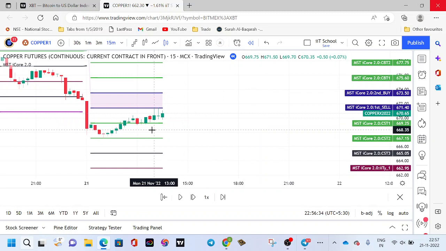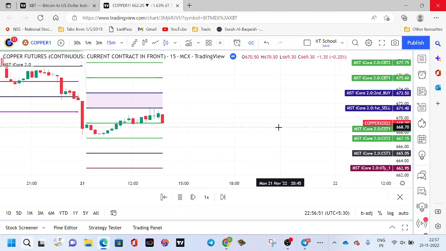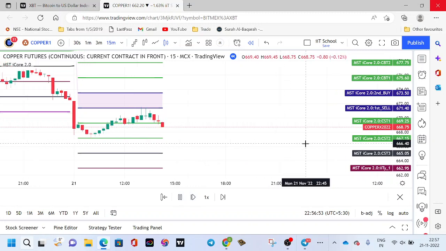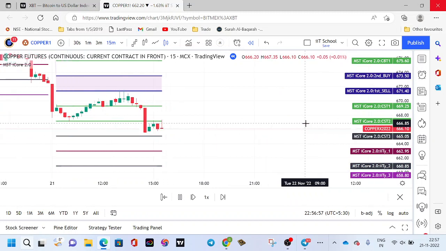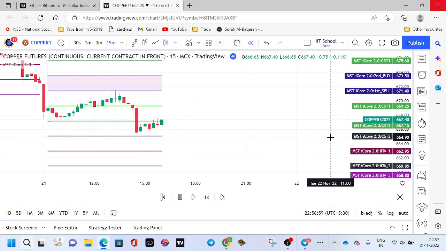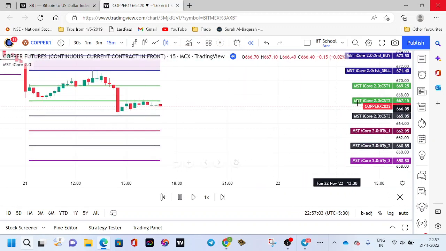Since I am following the strategy, the market has to reverse from this supply zone. 669.25 will be my first target and 667.15 will be the second target and so on. Now I am running the market. First target hit. Now I will move my stop loss to cost. Second target hit. Now I will move my stop loss to first target. I am waiting for the remaining targets.